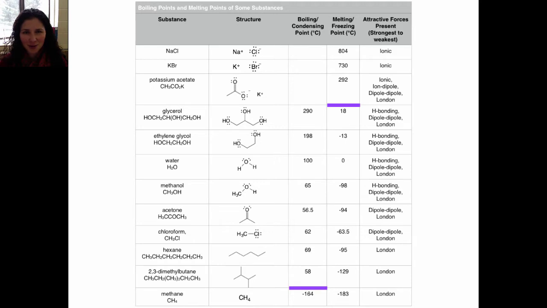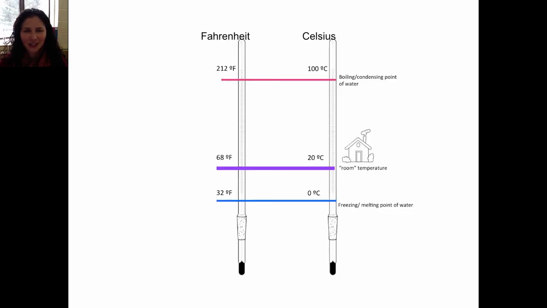Let's look at this in a different way. Here are 2 scales, the Fahrenheit and the Celsius, represented on figures of a thermometer. I've labeled room temperature here. I'm going to call room temperature 68 Fahrenheit or 20 Celsius. Here's room temperature. The boiling point of water is much higher on this scale, and the freezing point of water is much lower on the scale.